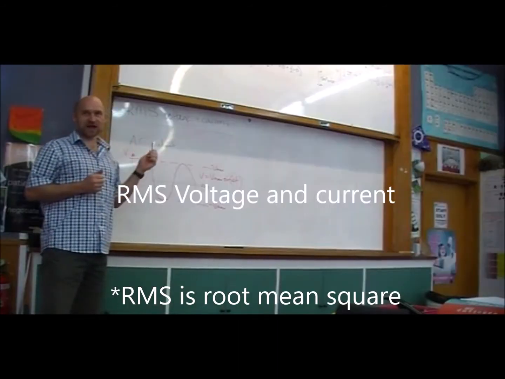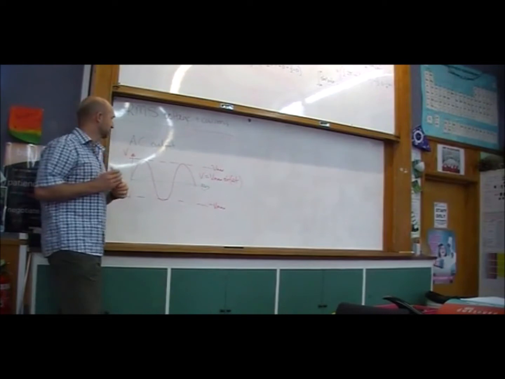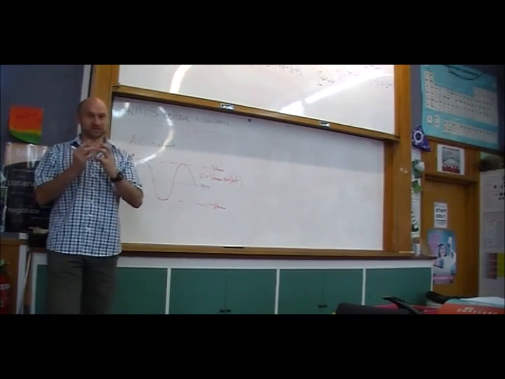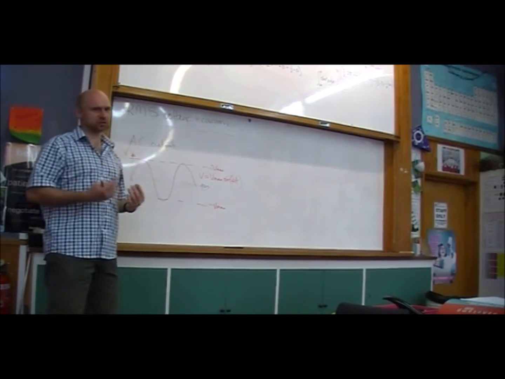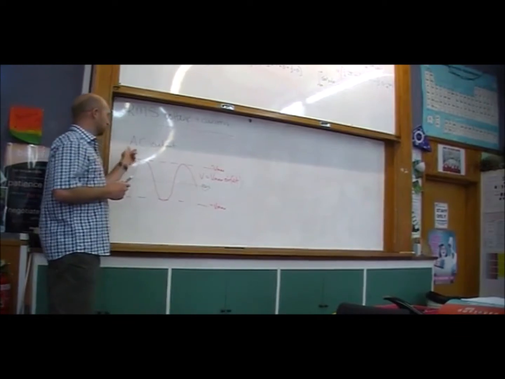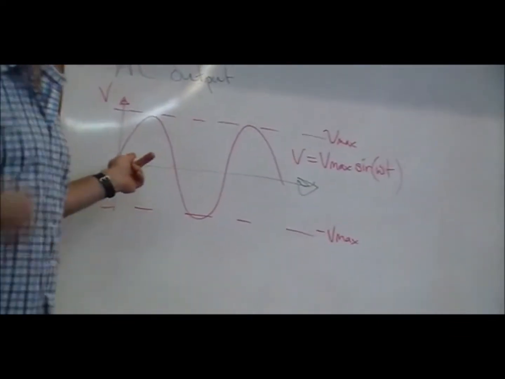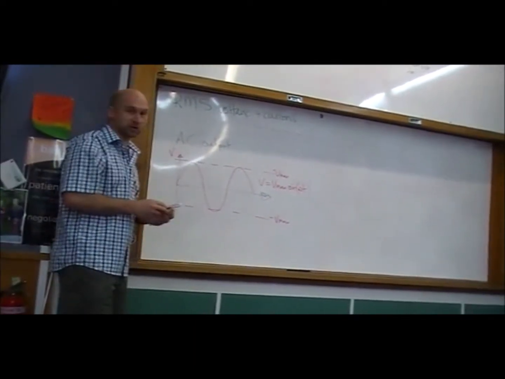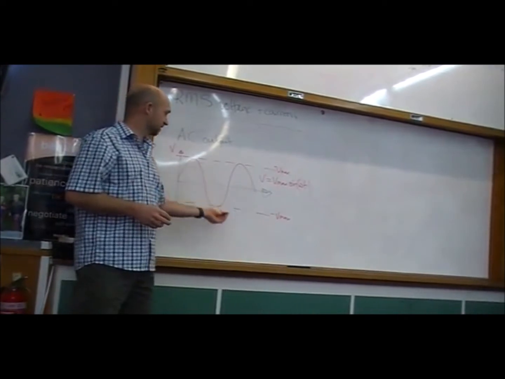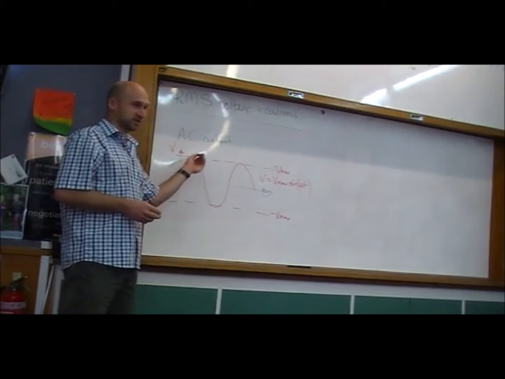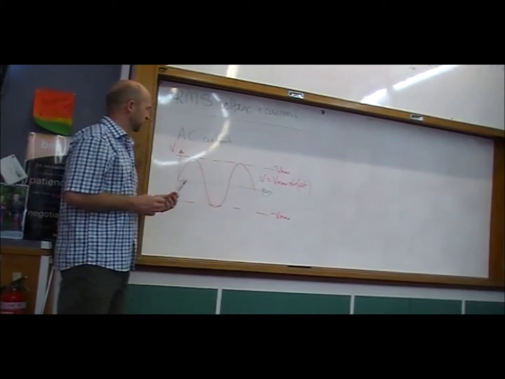We're going to talk about RMS, voltages and currents. The reason we're going to create this RMS thing, we'll make some sense of that acronym as we go along, is that when we turn the handle on our generator, it makes alternating current. What that looks like is a sine curve.